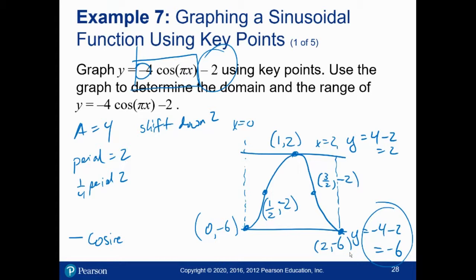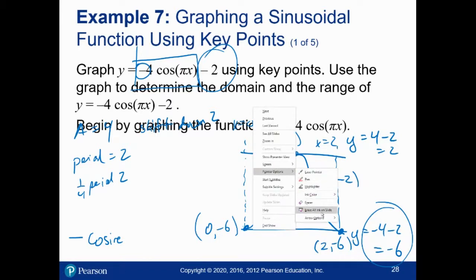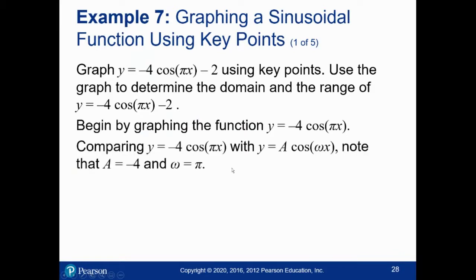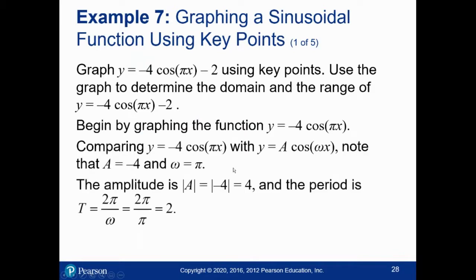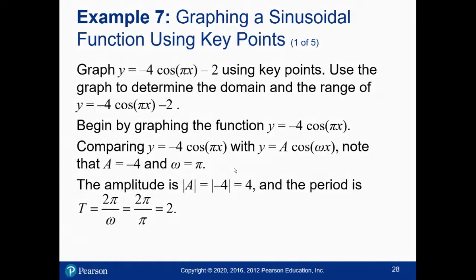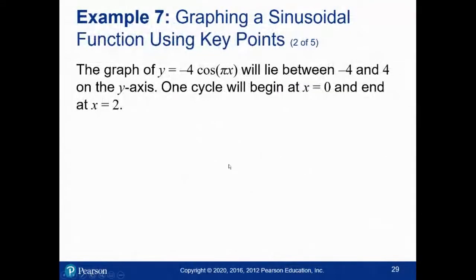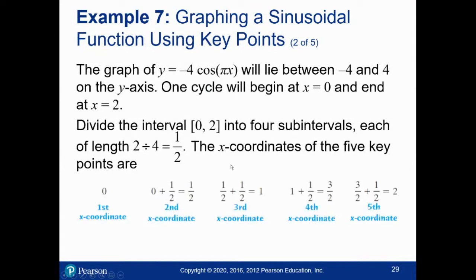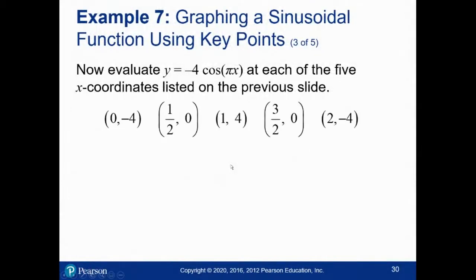Draw one full period of the following sinusoidal function. Okay, so let's do another one. Oops, let me clear this off and we can see how they do it. They begin by graphing -4 cosine pi x. So we get an amplitude of 4 and a period of 2. They divide it into quarter periods and find what those quarter periods are.